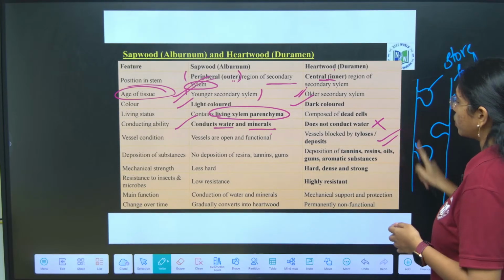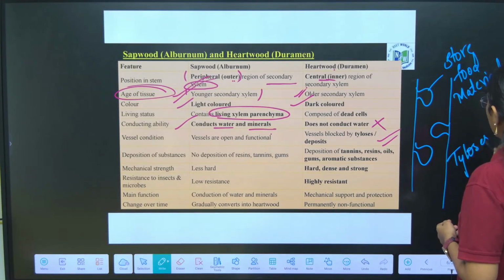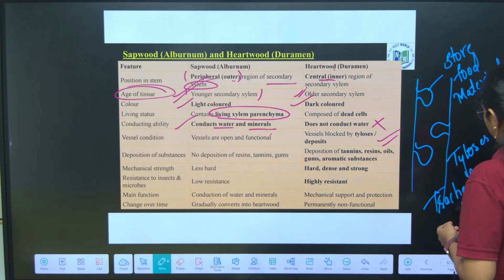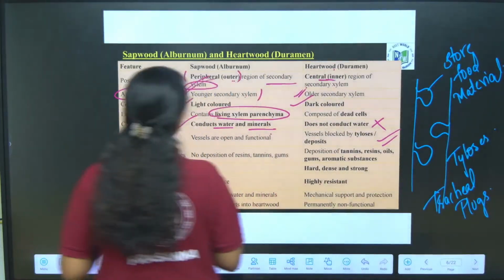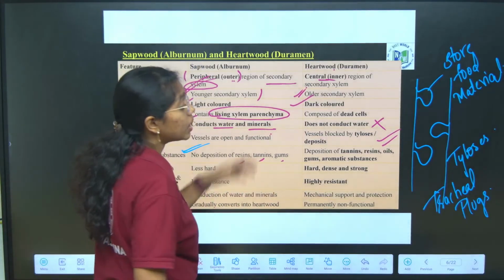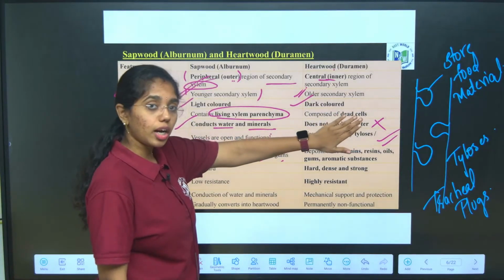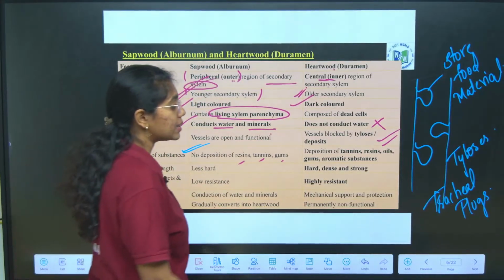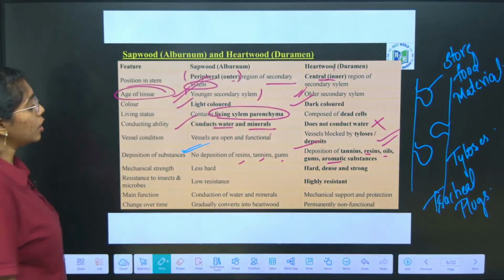We can expect a question on tyloses or tracheal plugs. These are also known as what? Tyloses or tracheal plugs. Fine, right? And then you see deposition of substances. There is no deposition of substances like resins, tannins and gums in the sapwood, but in the heartwood or duramen, conduction will not be there, but storage of food materials in the form of secondary metabolites like tannins, resins, oils and aromatic substances will be there in the duramen.